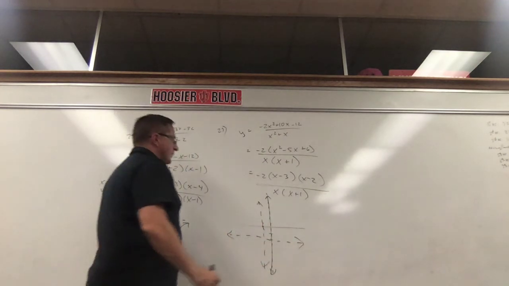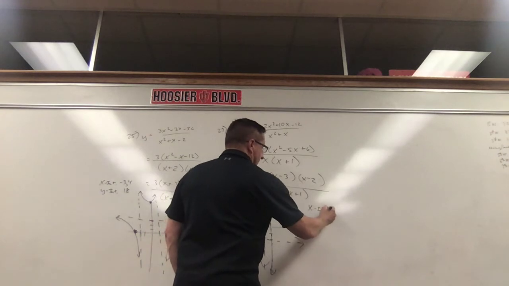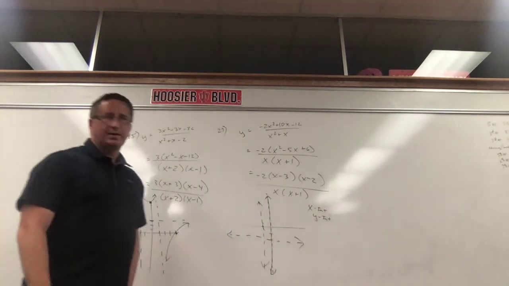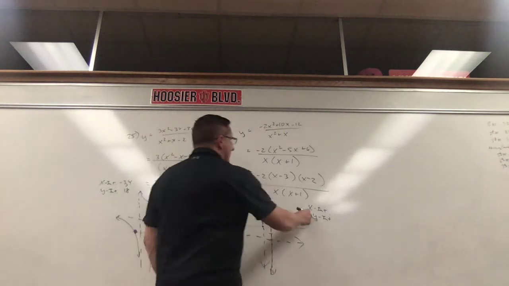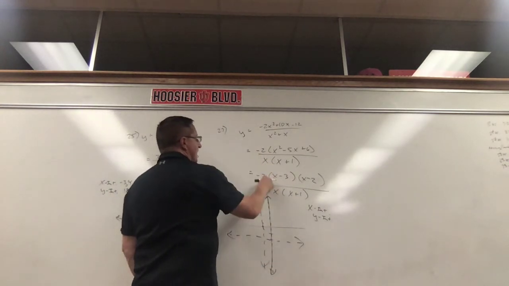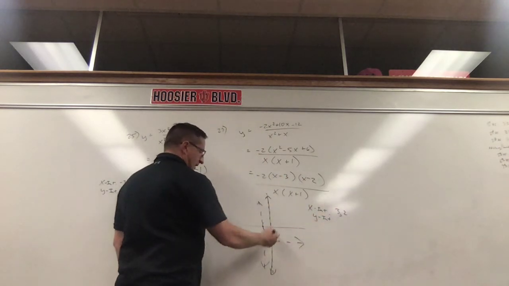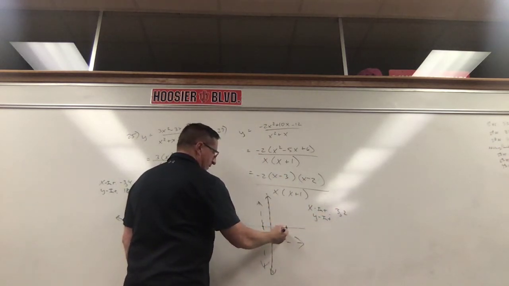Okay, let's find our x and y intercepts. Hopefully it feels like we're doing the same problem over and over, because we basically are. Okay, x-intercepts, plug in a 0 for y, or what makes the top 0? Top is 0, and I plug in 3 or 2. X-intercepts are 3 and 2.